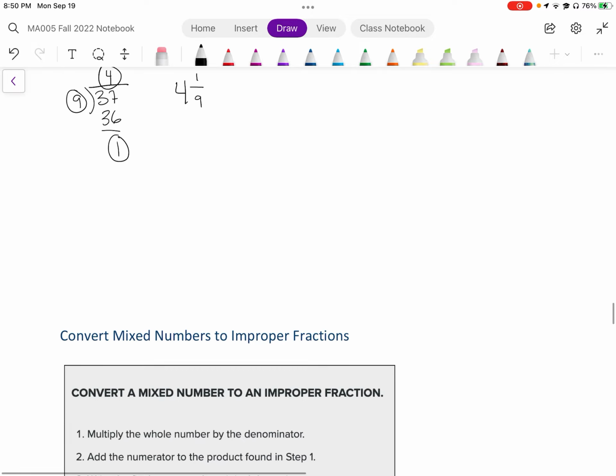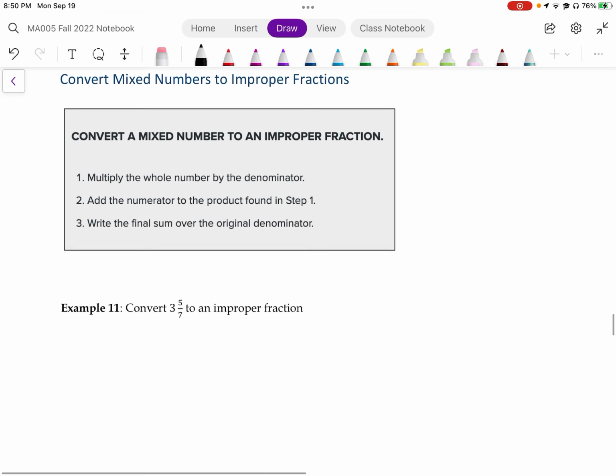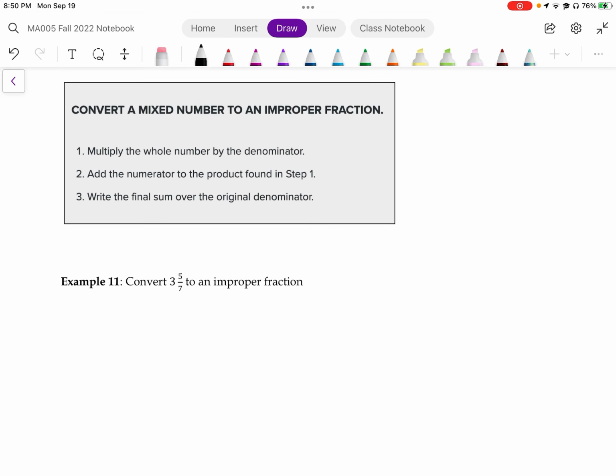All right. So converting mixed numbers to improper fractions. You're going to multiply the whole number by the denominator and then add that to the numerator. Okay, so I'm going to rewrite this because I want to be able to write it a little bit bigger here. All right, so you're going to take 3 times 7 and then take that number and add it to 5. Okay, so 3 times 7 is 21 plus 5, and that's going to go over the 7 still. So this becomes 26 over 7, 26 sevenths. So 3 5/7 equals 26 sevenths.